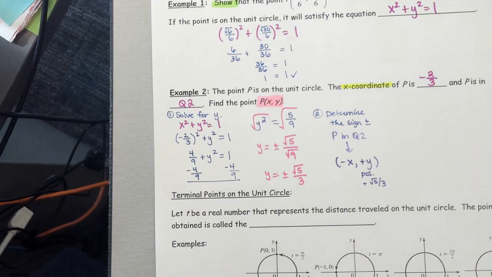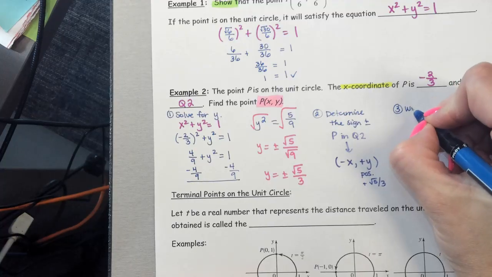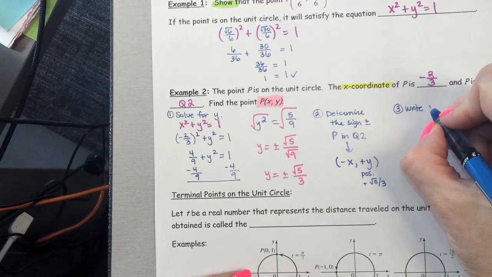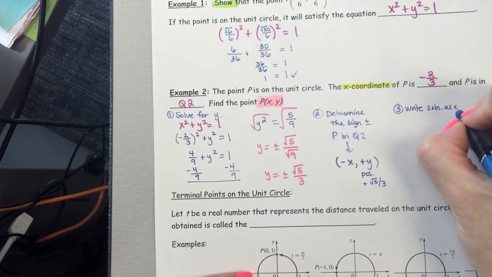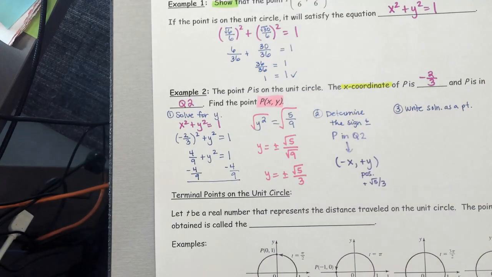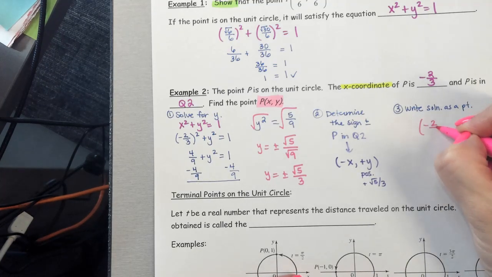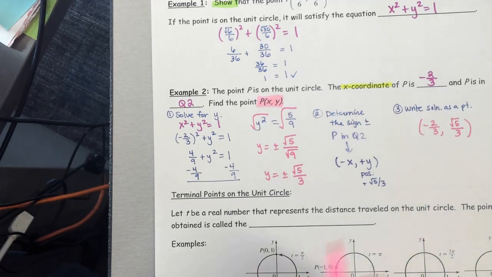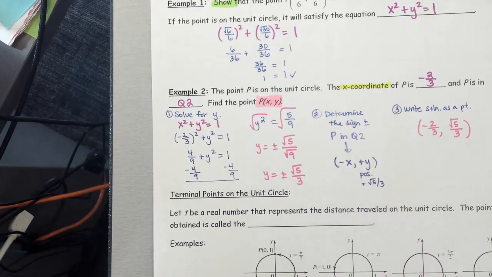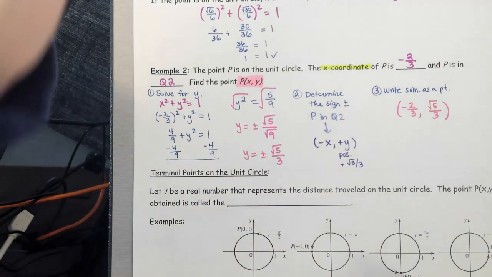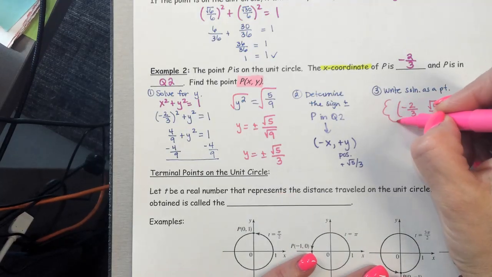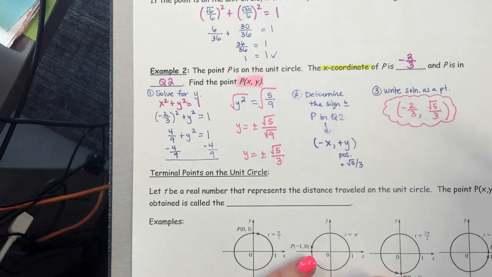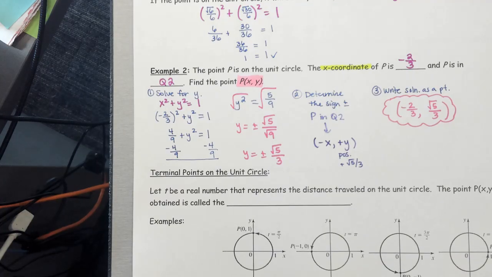Your last step is just to write your answer as a point. And again, it's because it says P (x, y). Okay, so it'll be (negative 2/3, root 5 over 3). Okay, so sometimes your solving value will be positive, sometimes it will be negative. It just depends on what quadrant you have and which coordinate you are solving for there. Okay?